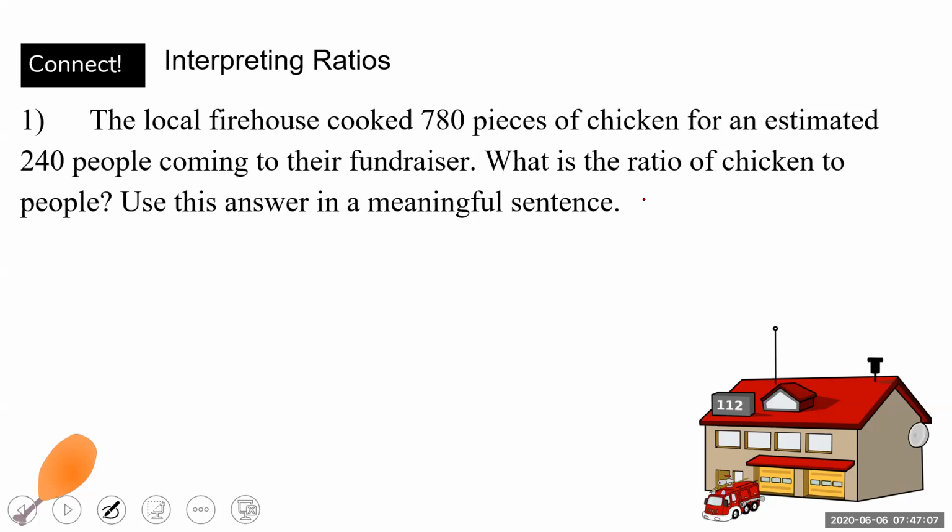Now, here we're going to cook some chicken. All right. So the local firehouse cooked 780 pieces of chicken for an estimated 240 people coming for their fundraiser. Now, what is the ratio of chicken to people? So you have to do the math. All right. So when you have a party, you are expecting some number of people, you have to be able to do these breakdowns. All right. Okay. We're going to make sure we feed every person with 2 drumsticks of chicken. All right. So you have to do the math to get your estimate right.